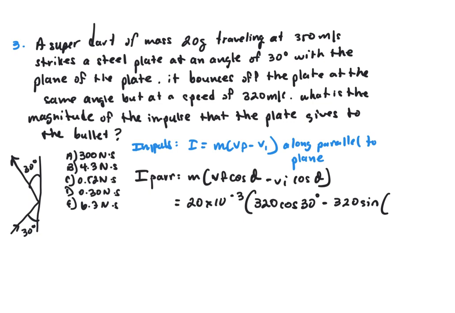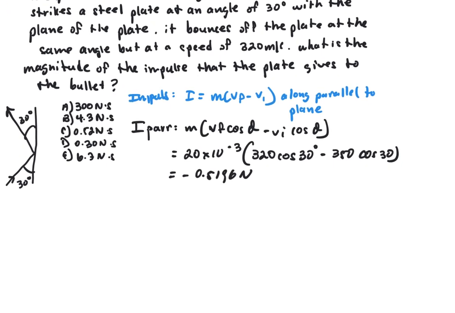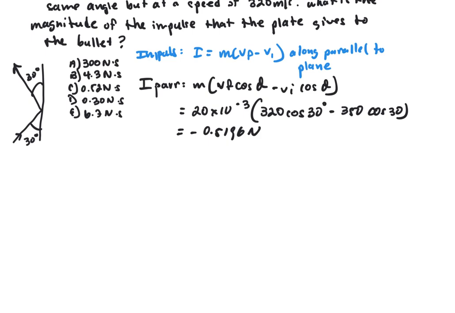No, not sine. Not 320. Yeah, of the 350 cosine of 30. This comes out to negative 0.5196 newtons.